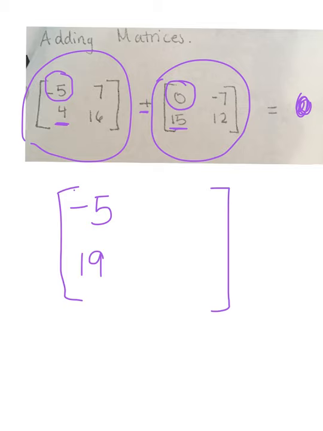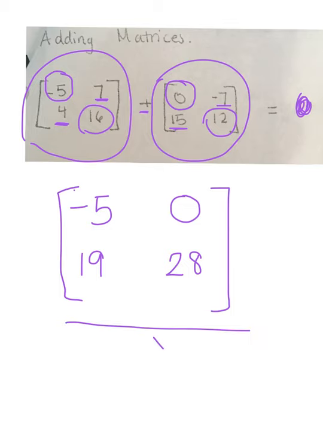Then we have our upper right corner. We have our 7 and our -7, so 7 plus -7 is 0, which is written in the upper right-hand corner. And then we have 16 plus 12, which is 28, written in the lower right-hand corner. This is your answer, the whole bracket. You don't do anything but answer in a bracket. You don't add it all together. You don't do anything fancy-pantsy. This whole thing is the answer.